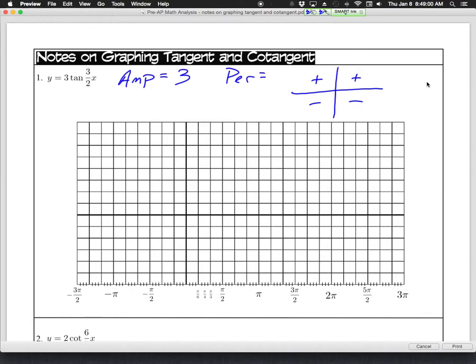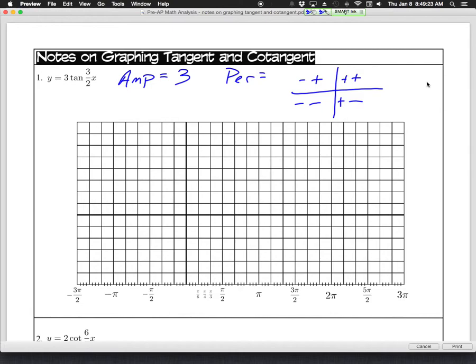Because I have to go all the way around before what happens? It repeats itself. I have to go all the way around before it starts repeating itself. Same thing with cosine. With cosine, I'm positive here. What am I here? Negative here, negative, and here, positive. Again, I've got to go all the way around before my signs start repeating.